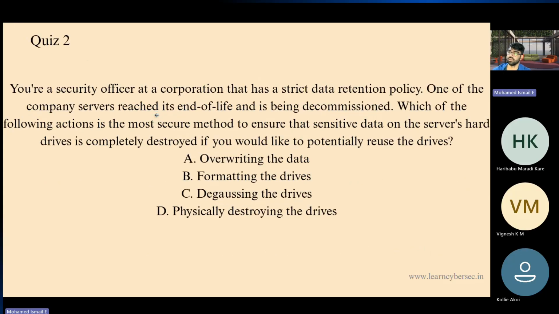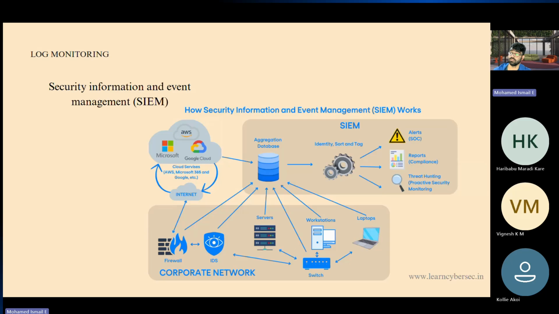So next quiz, you are a security officer at a corporation that has a strict data retention policy. I think we have seen this. Sorry. Next is log monitoring in picture here.